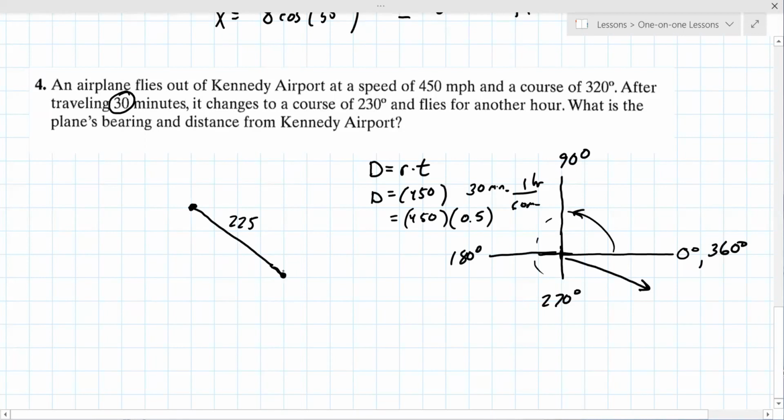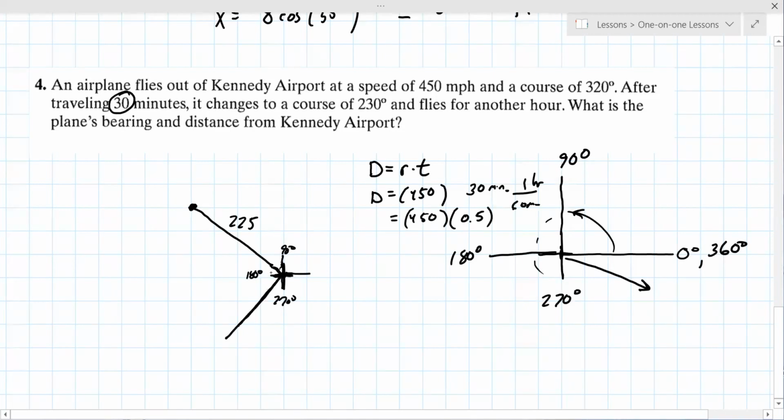So then it says, and this is where it's a little awkward, it then changes course to 230 degrees. So if we imagine for a moment it just completely stopped, that's 90 degrees, that's 180, that's 270. It's going now this way because that's 230. It's somewhere past 180, but not quite there, and it goes that way. Do you agree with that?